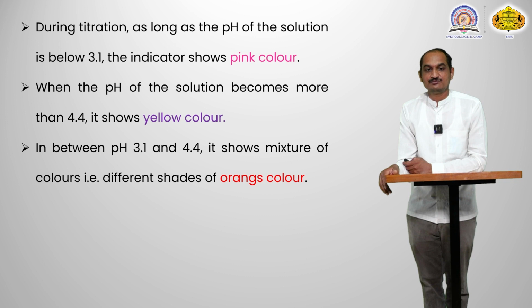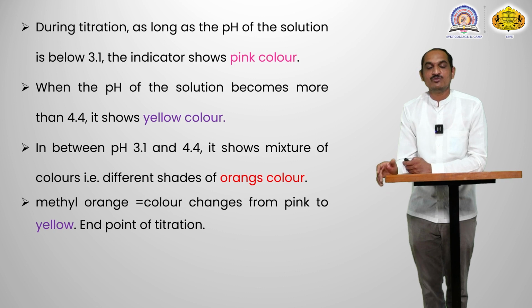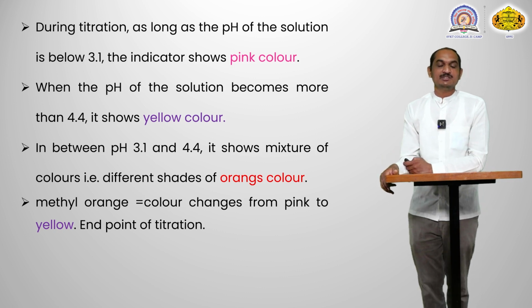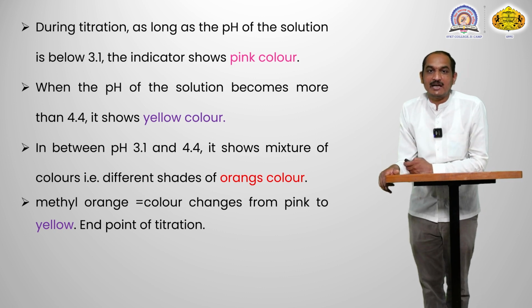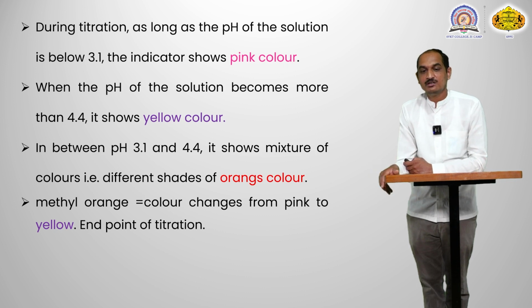In between pH 3.1 and 4.4, it shows a mixture of colors, that means different shades of orange color. When we use methyl orange as an indicator during the titration, the color changes from pink to yellow, and this is the endpoint of our titration, pink to yellow, by using methyl orange as an indicator.